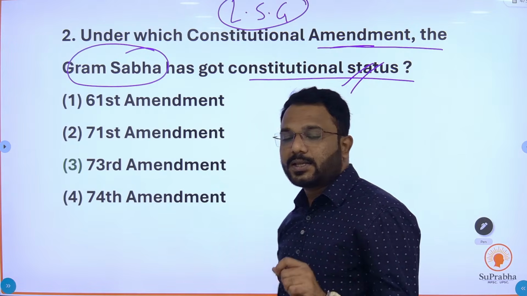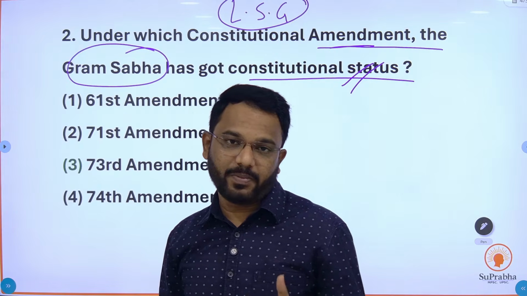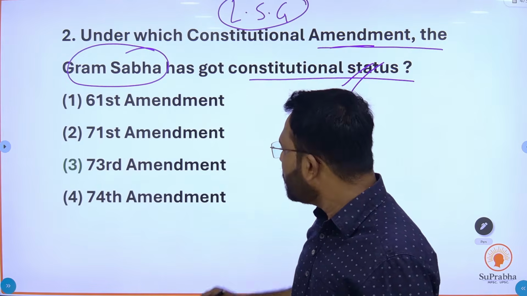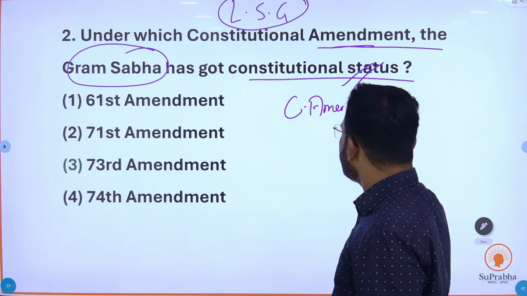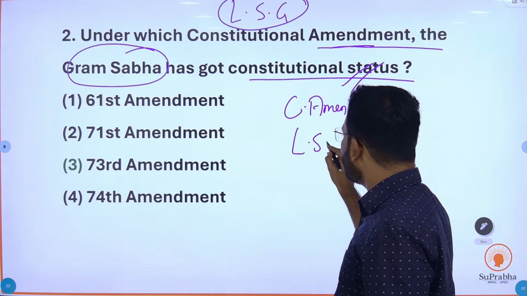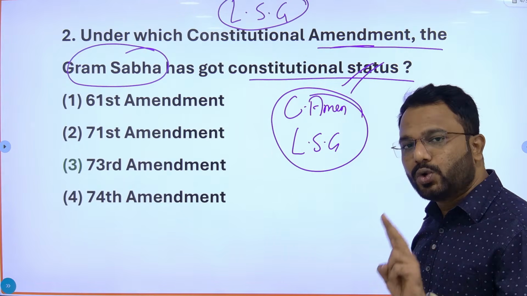Second, this is asking that the Gram Sabha got constitutional status by which amendment? So here, the constitutional amendment chapter and second, the local self-government chapter. So this question is related to two chapters.